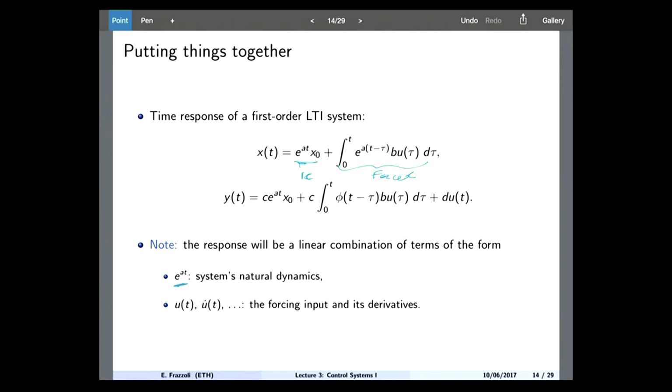Then if you look at what the solution of this integral looks like, it will contain again terms of this form, e to the power at, plus terms that actually take the shape of the input and possibly its derivatives. You can check that at home. But this is, for your knowledge in general.